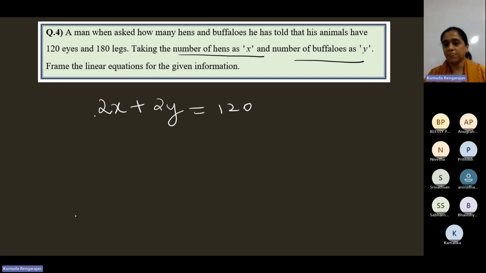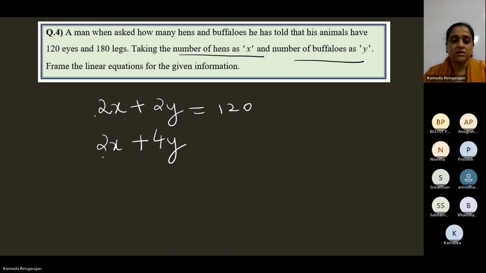Then coming to the legs. One hen, two legs. So X hens, two X legs. One hen, two legs. X hens are there. So two X legs plus one buffalo, four legs. Y buffaloes, there are Y buffaloes. Y buffaloes, four Y legs. The number of legs of the hens plus the number of legs of all the buffaloes together is equal to, that's why add, is equal to 180.